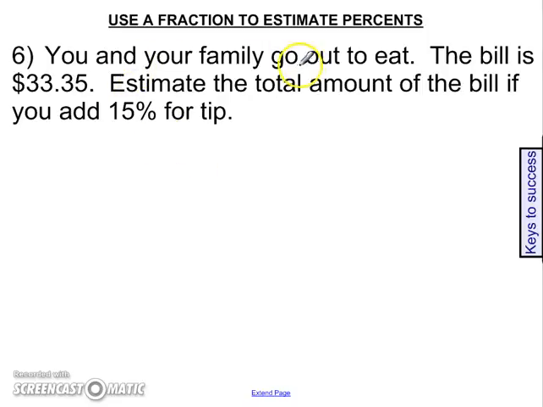You and your family go out to eat. The bill is $33.35. Estimate the total amount of the bill if you add 15% for tip. 15%, a good one I like to do when I do this is to go 10% plus 5%. And again, you can round things off. The reason I like this when we're doing decimals is all I have to do is move the decimal one place to the left.